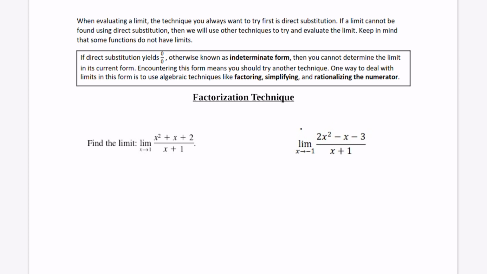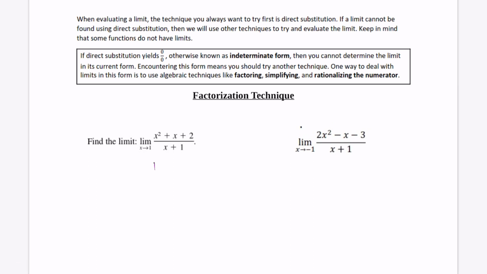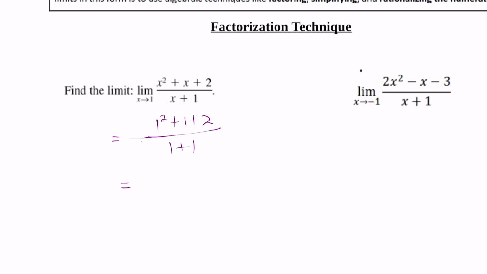So the first question we have here is the limit of x squared plus x plus 2 all over x plus 1. And the first method we would like to try is direct substitution. So if we substitute 1 directly into this, it gives us 1 squared plus 1 plus 2 all over 1 plus 1, which gives us 4 over 2, which is 2.